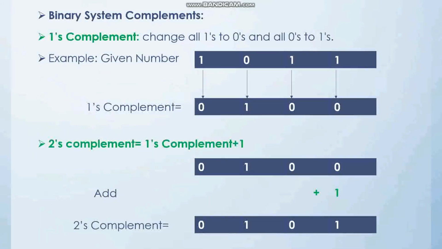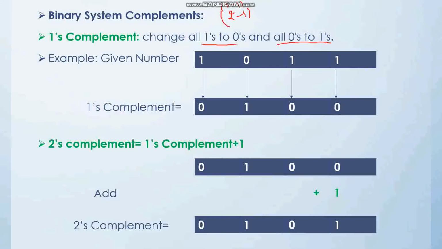Binary system complements. For the binary system, 1's complement means we are talking about the r minus 1's complement. What is the base here? 2. So 2 minus 1 means r minus 1. So we are talking about r minus 1's complement first. How do we get the 1's complement in the binary number system? Change all 1's to 0 and all 0's to 1.